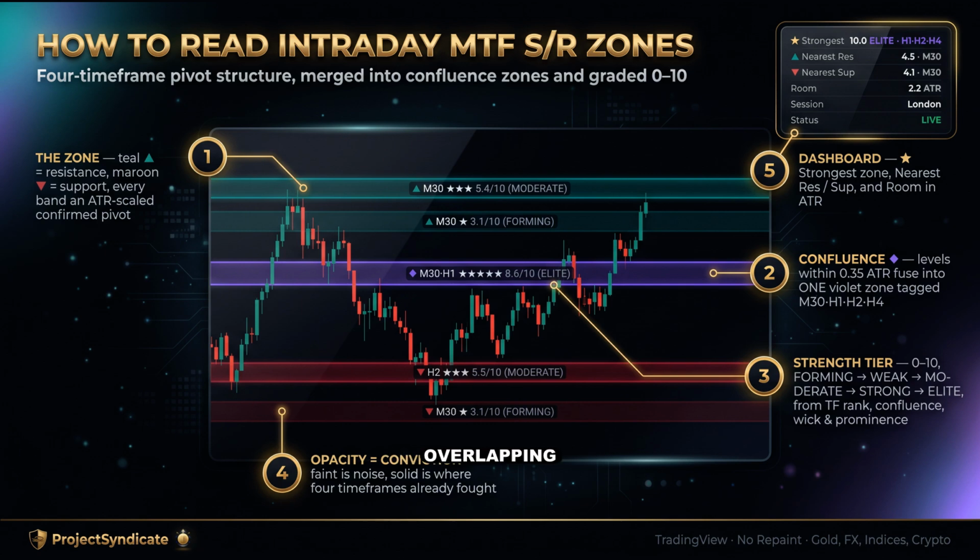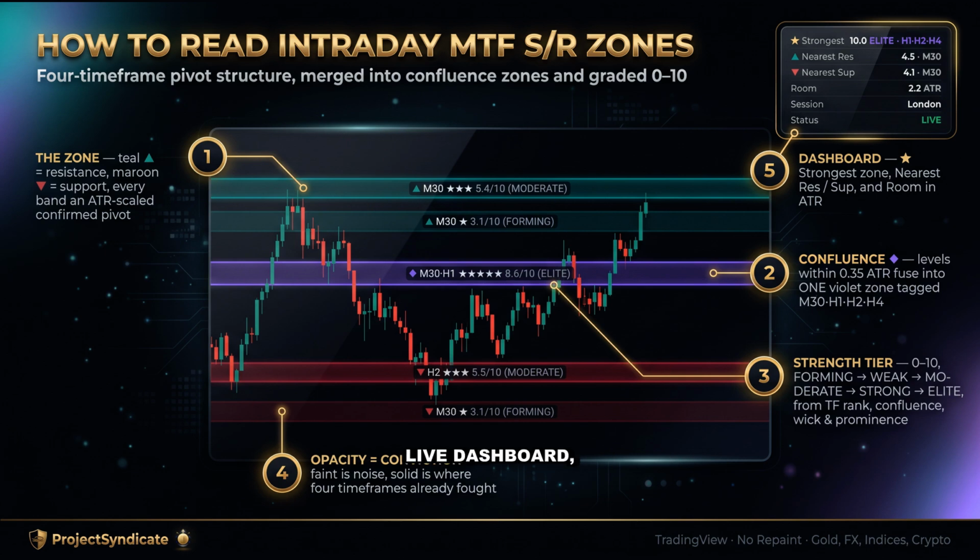Third, confluence merge. Overlapping same-side zones fuse into one zone tagged with a diamond and every time frame involved. Fourth, strength 0 to 10. Time frame rank, confluence, rejection, wick, and pivot prominence blend into a score from 0 to 10.